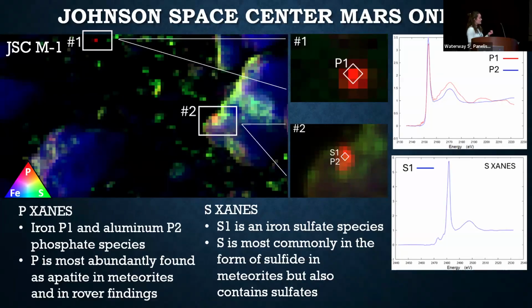So we did not see any of these apatites, though we did see some iron phosphate, which has been discussed recently as likely present in the Martian soils. When we jump over to the sulfur XANES, sulfur was seen as an iron sulfate species. Again, in these meteorites, we've actually seen more stable forms of sulfur in the sulfide form. Though there are sulfates, the primary concentration has been in sulfide form, and we did not see that.